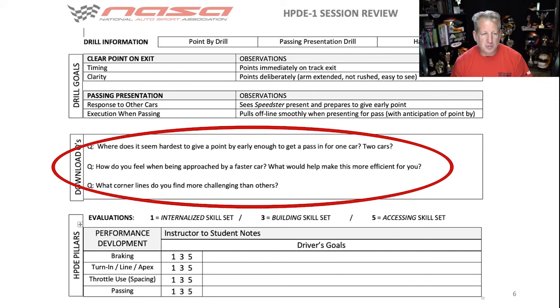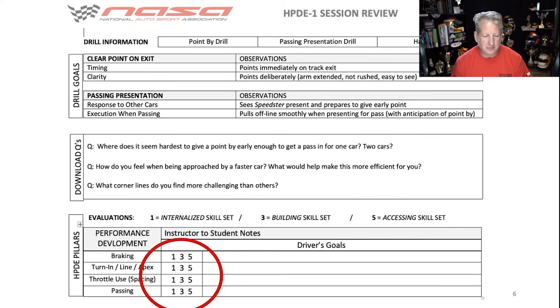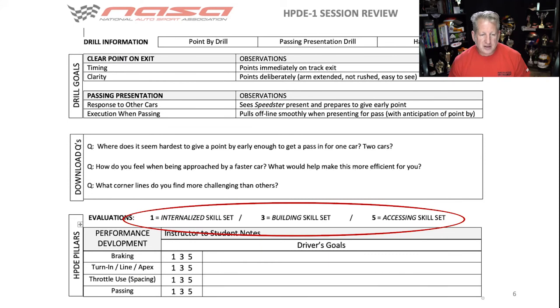Okay, moving right along. We've just asked them some questions in the download. Here's the evaluation, the 135 part. This is why we call them the 135 document. So you can see here, here's the grading scale. 1 means great. You can see that they have an internalized skill set. They get it. They understand it, right? 3 is that's still building, and 5 is they're accessing it. They're having some challenges.